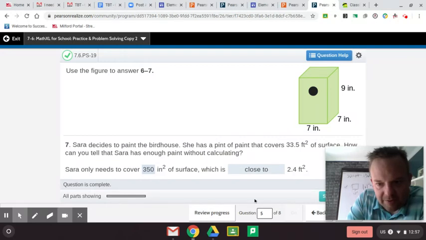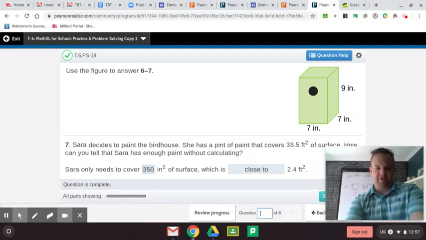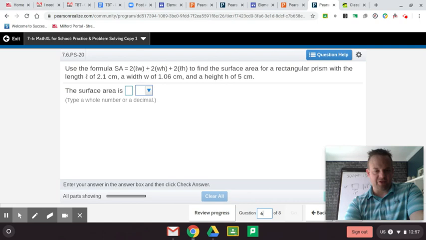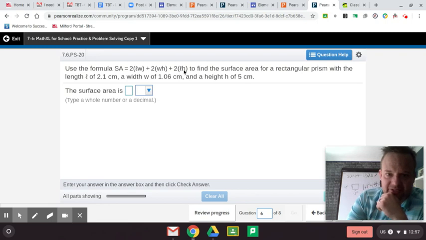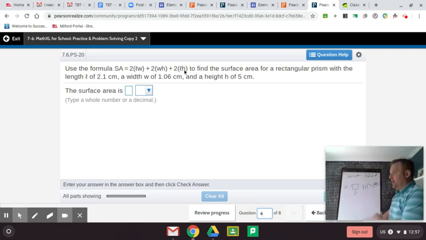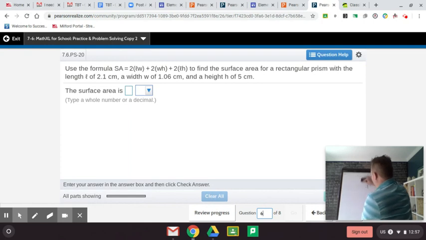All right, let's move on. We did the birdhouse question. That was a doozy. So here's the formula for the surface area of a rectangular prism: 2 times the length times the width, plus 2 times the width times the height, plus 2 times the length times the height. And let's go ahead and plug in the length, width, and height that we have into this formula. Substitute the numbers in.